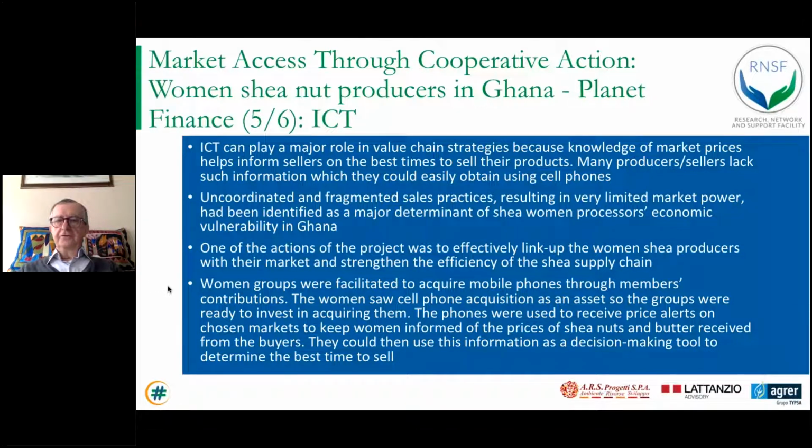And the phones were used to receive price alerts on chosen markets to keep women informed of the prices of shea nuts and butter received from the buyers. They could then use the information as a decision-making tool to determine the best time to sell.